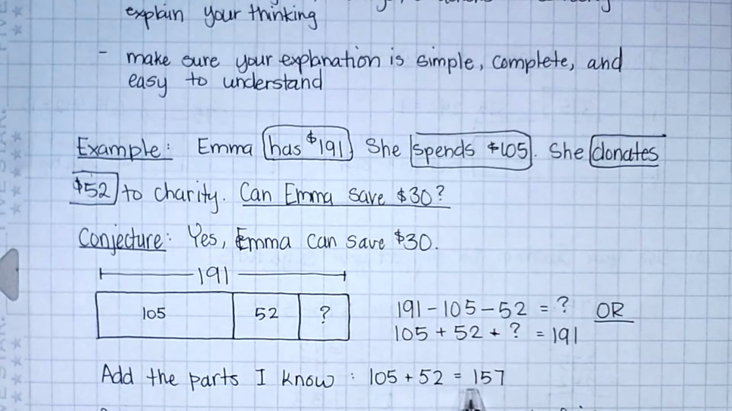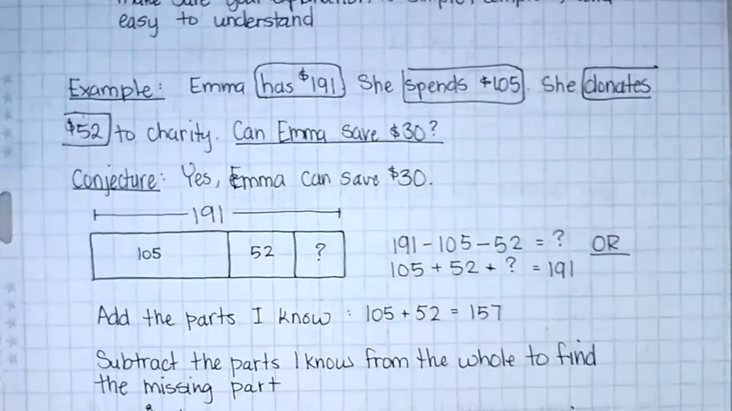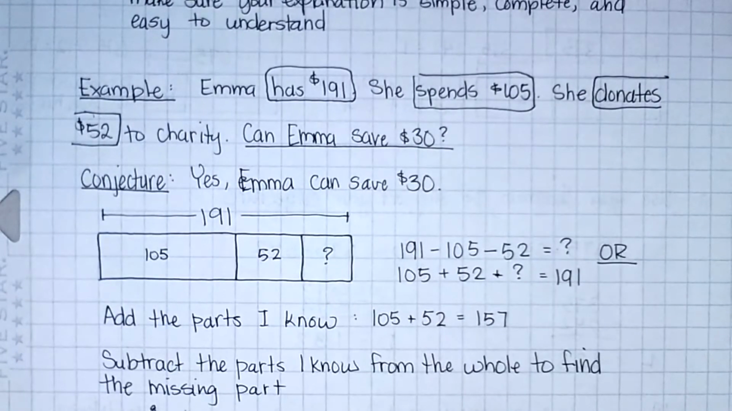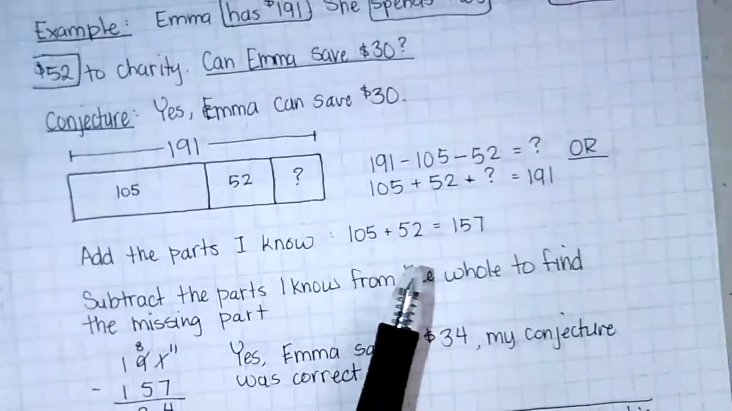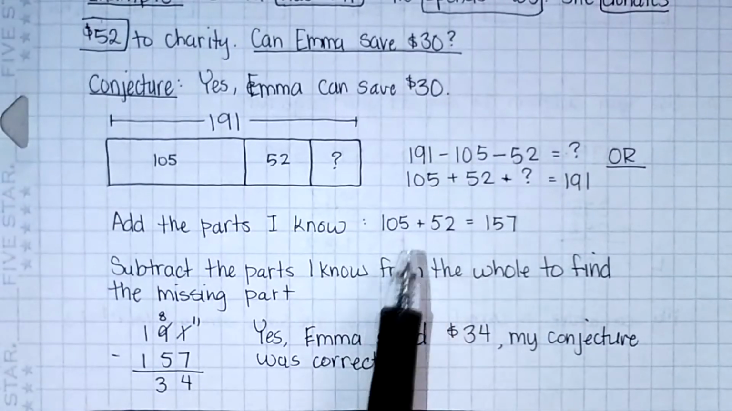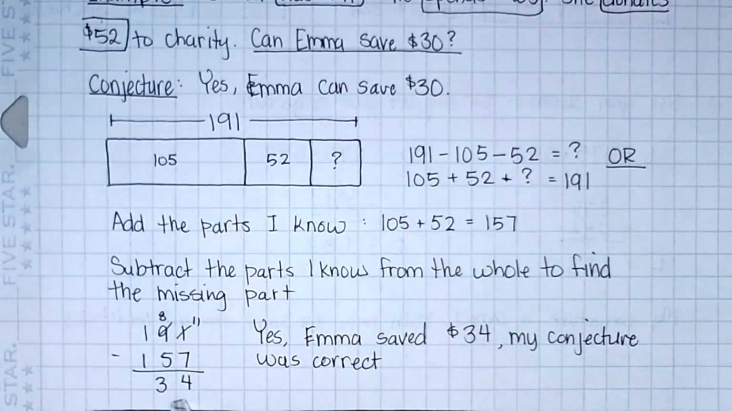That gave me 157. Next, what I'm going to do is subtract those parts from the whole to find my missing part. So I'm going to take my 191 minus the 157, which is the sum of these two parts, to find the difference. So here I can see there's a difference of $34. So yes, Emma was able to save $34, not just 30.